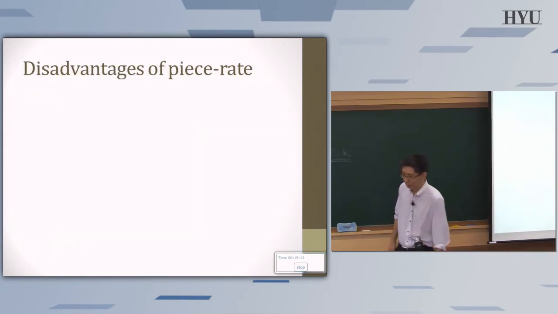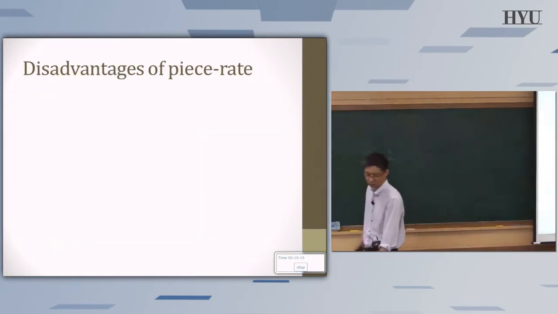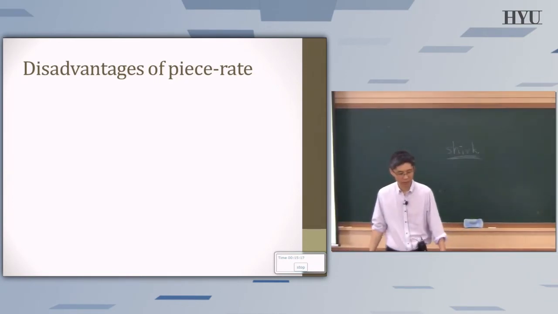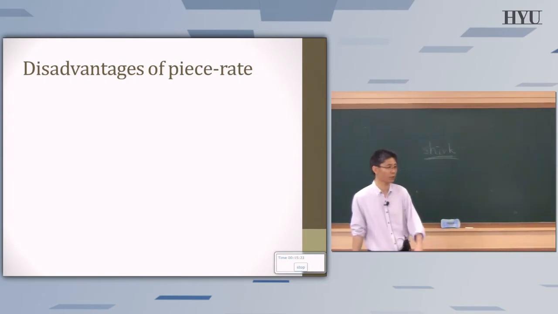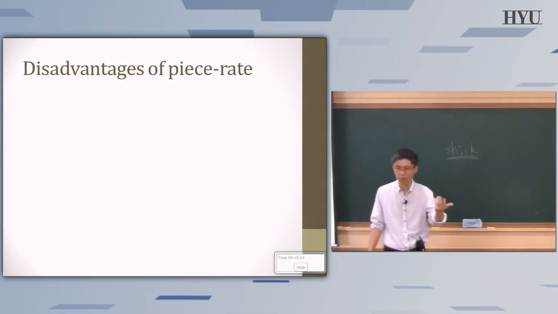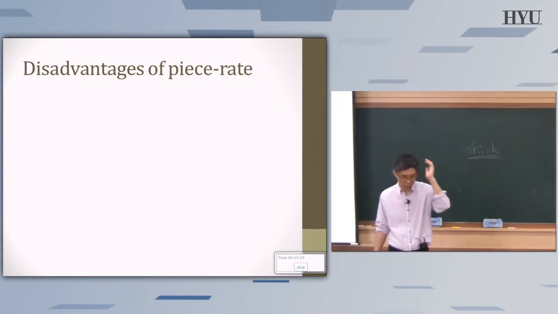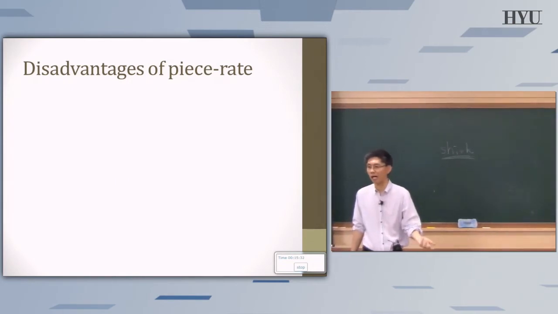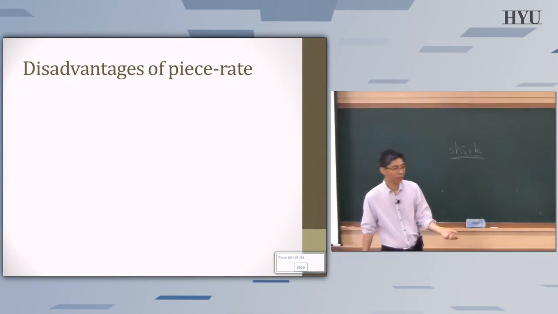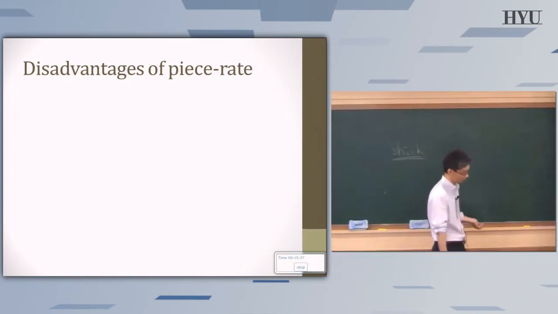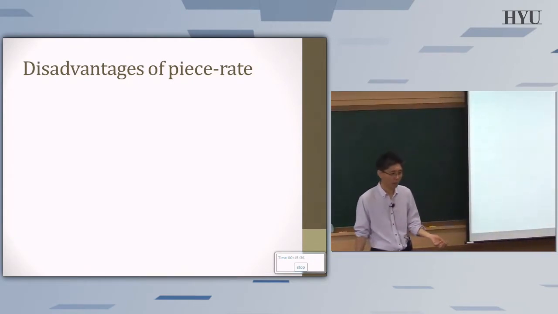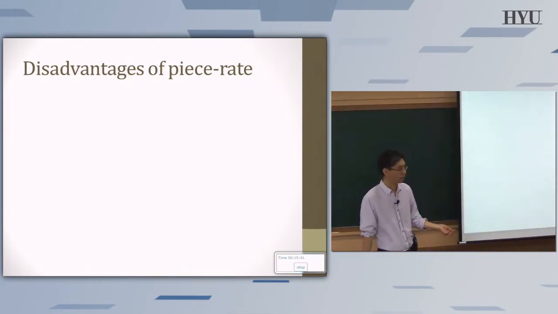Okay, so piece rate is simple, and it seems to be really intuitive, because you don't have to worry about how to motivate them. Motivation is just there because you make more money. So you don't have to worry about how to encourage them to work harder. But if you think about it, why doesn't everybody pay piece rate? Because there are a bunch of problems associated with piece rate.